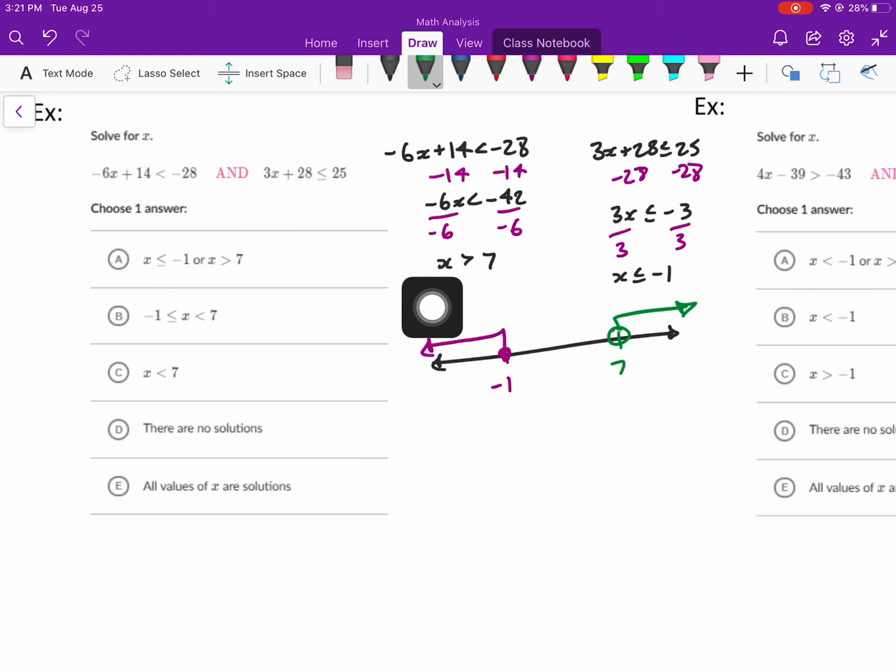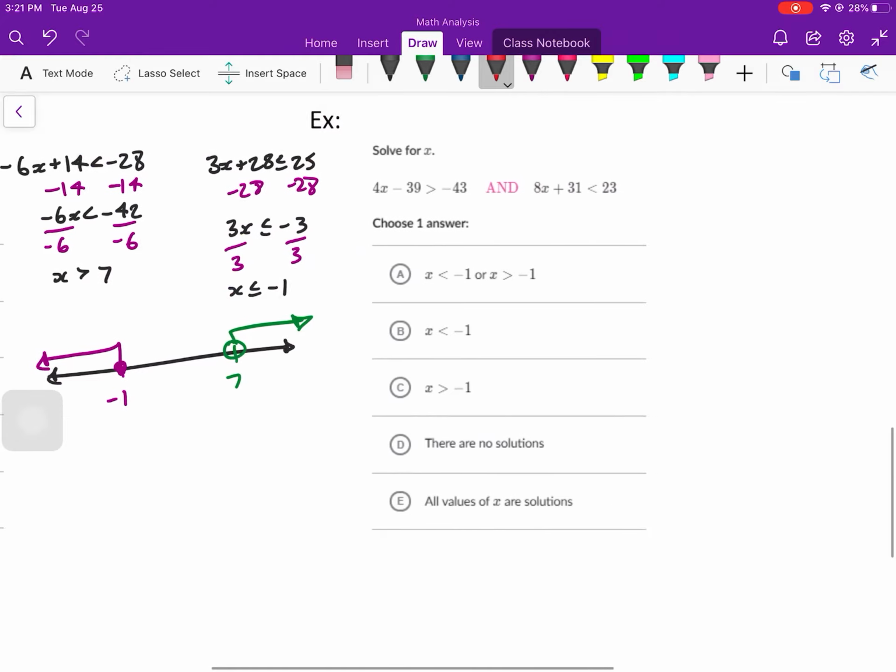If you think of the number 0 between these two, is 0 greater than 7? No. Is it less than negative 1? No. So it does not pass for those as well. If you think of the number 8, 8 is greater than 7, but it's not also less than negative 1, so that one fails as well. So this would actually be that there are no solutions.